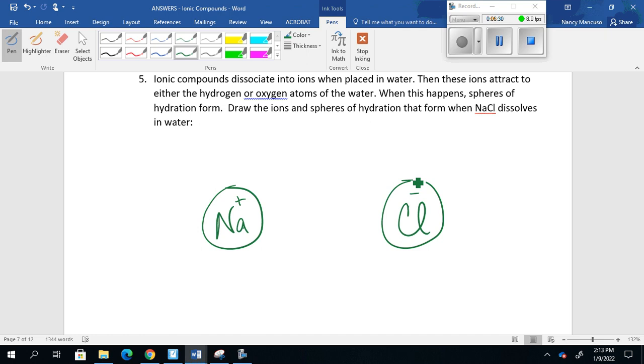Cl is a nonmetal. It's on the right side of the periodic table. They tend to gain electrons. If you gain a negative, you become more negative. So you look up in the top right corner of Cl, and it's a -1.